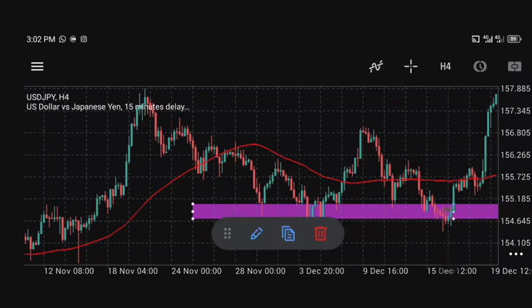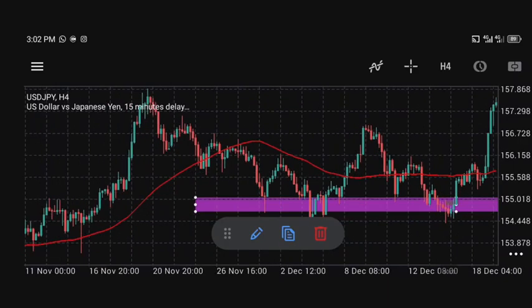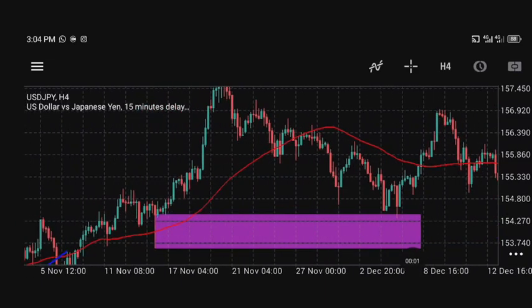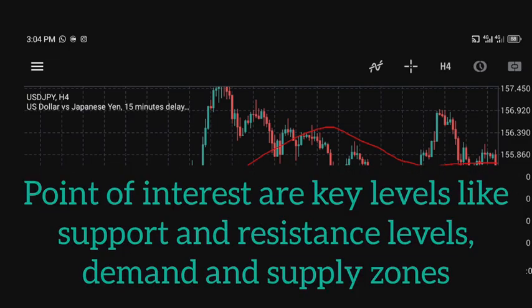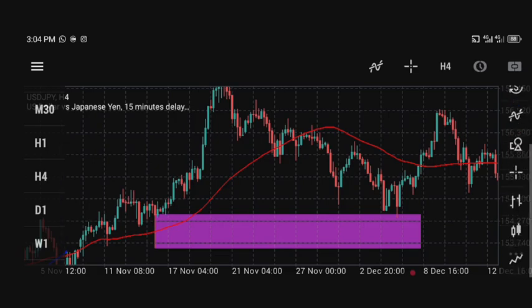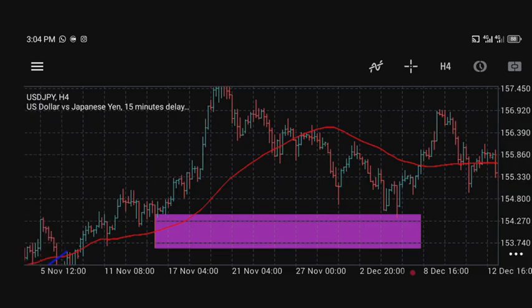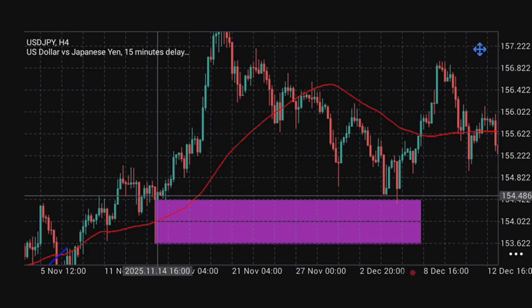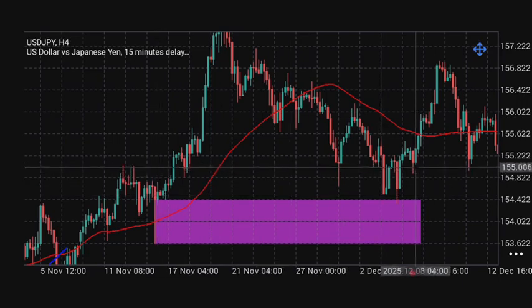Okay, I want to quickly go back to this place I marked just now. I want to say something very important. After marking your point, which you can call the point of interest or area of value, for example, this demand zone that I marked, wait for price to come back to this level.